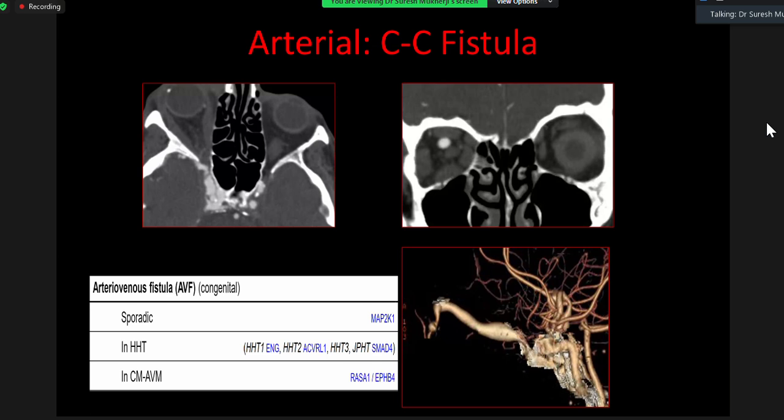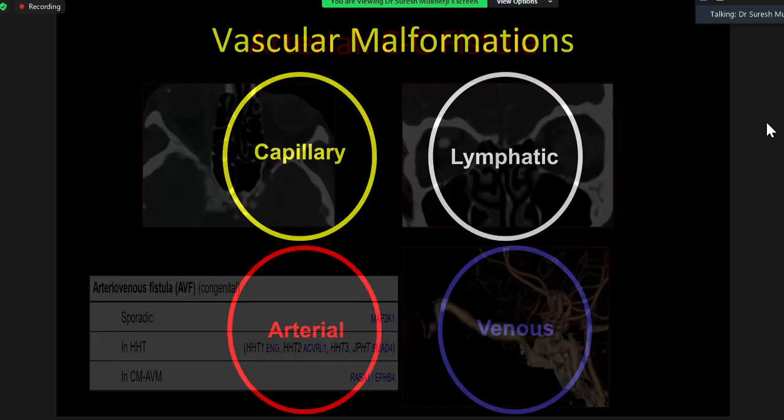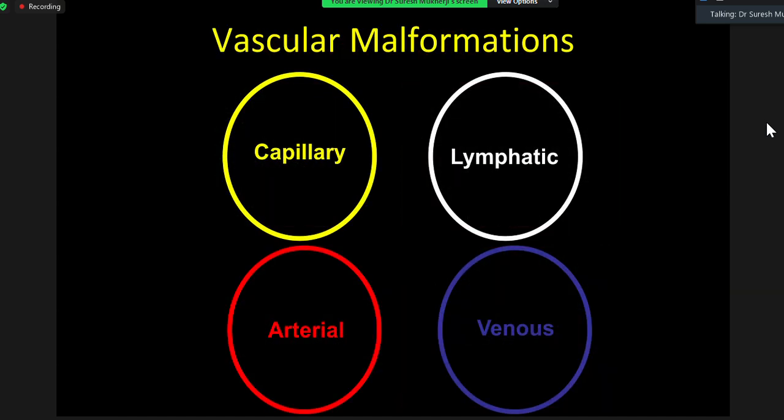So what we've done so far is that we've talked about the vascular malformations. We talked about capillary. Remember how to remember capillary. Remember the port wine stain. Remember Mikhail Gorbachev, and you got it. If you don't know who Gorbachev is, go read Wikipedia. Okay, it's an important part of our world history.